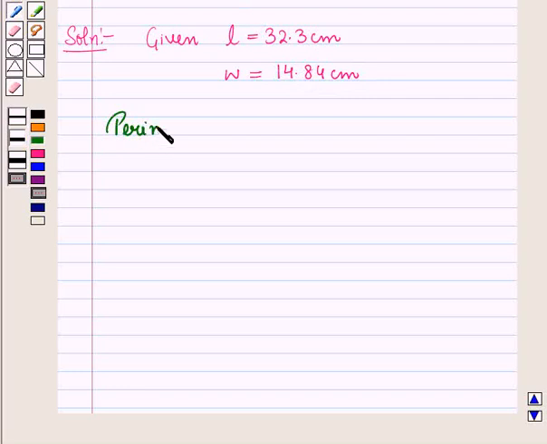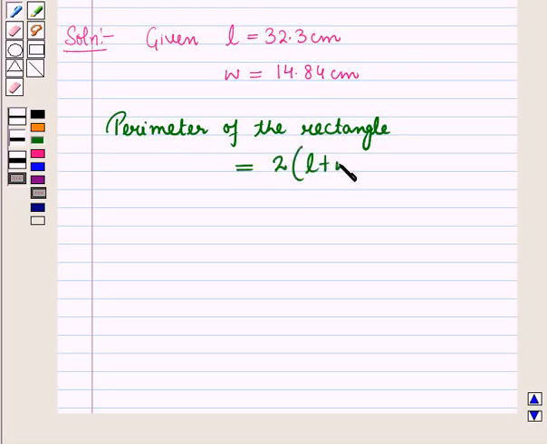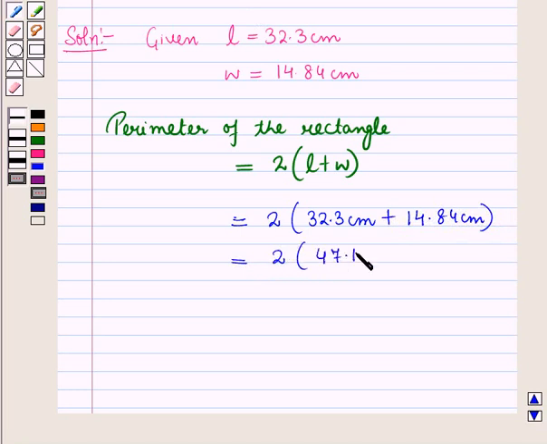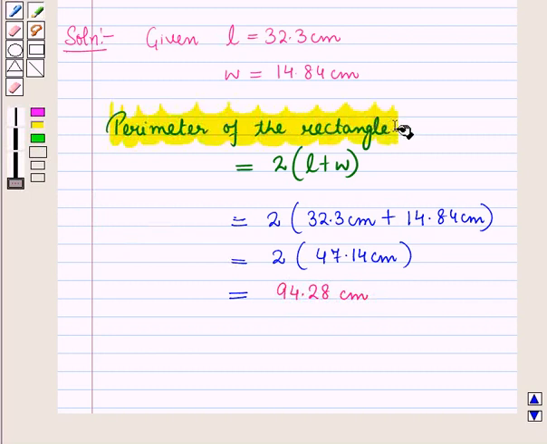First of all, let us find the perimeter of the rectangle. Now we know that the perimeter of the rectangle is equal to 2 into (length plus width). So this is equal to 2 into (32.3 cm plus 14.84 cm), which is equal to 2 into 47.14 cm, and this is equal to 94.28 cm. So the perimeter of the rectangle is equal to 94.28 cm.